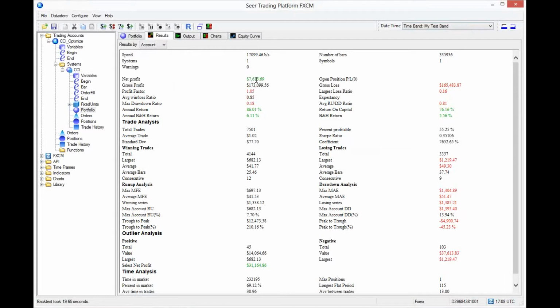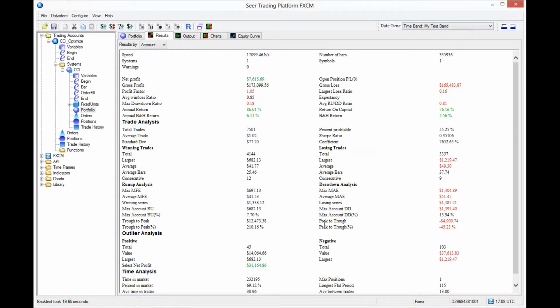We had a net profit of just over $7,500. Our gross profit and our gross loss, and some interesting information. We have an annual return of 86.01%. The ones I like to look at are annual return and peak to trough drawdown, which is quite interesting.